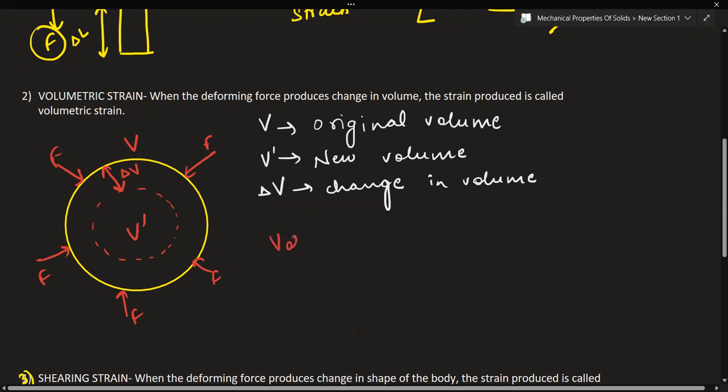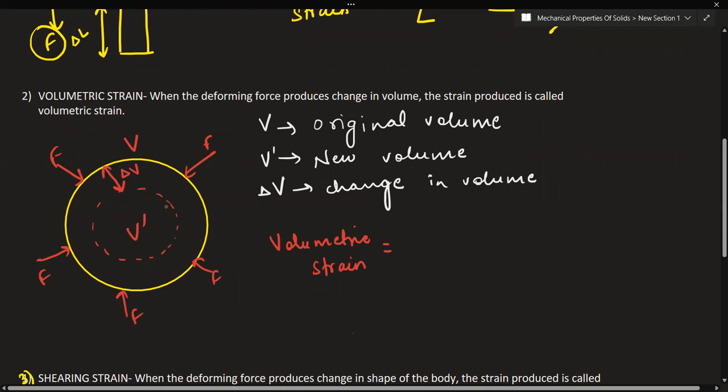So now can you tell me what is the formula for volumetric strain? The formula for strain is change in dimension by original dimension. And what is the dimension that is changing over here? Over here it is volume. Volume is changing. So it would be change in volume by original volume. And what is the change in volume? Delta V means whatever change has been taken.